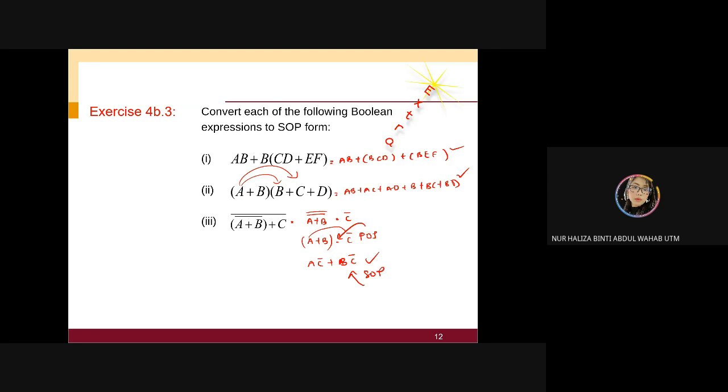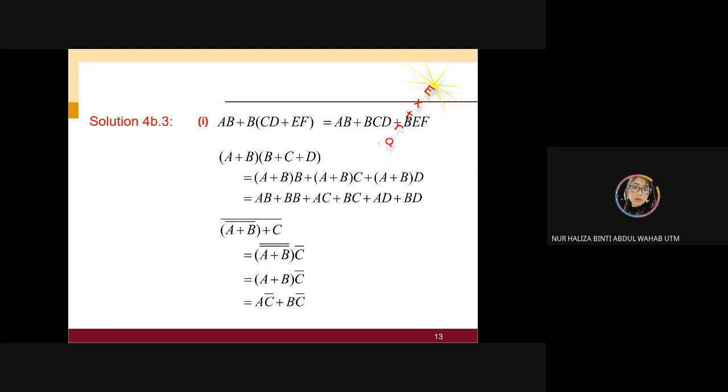So let's take a look in a proper way. You can see, for example, number one, you can directly convert it. So this is example one. You just multiply B with the CD and then B with the EF. You get the SOP already. Here you multiply with this one, here you multiply with this one, here you multiply with this one.